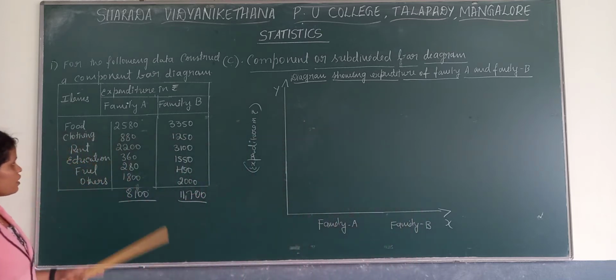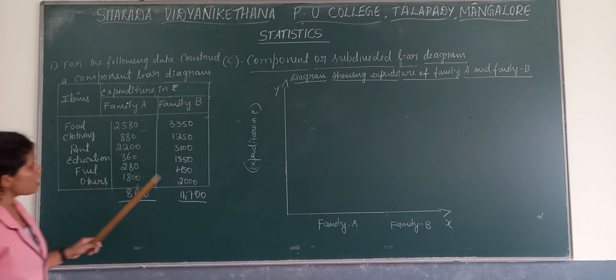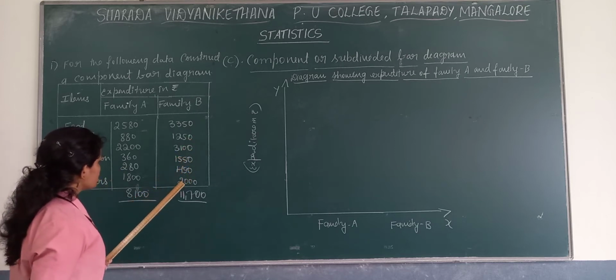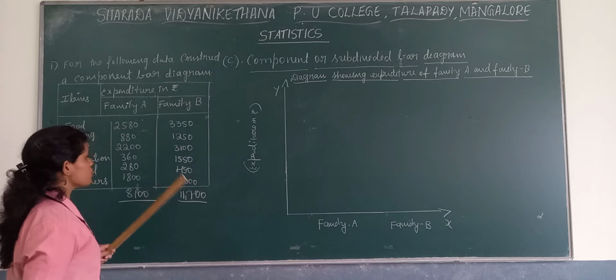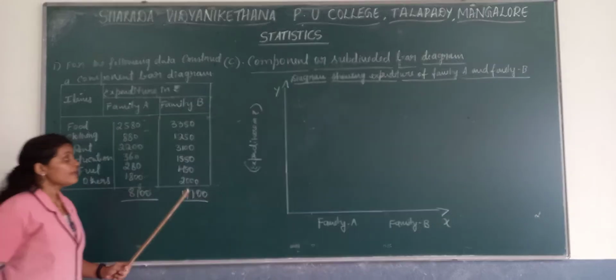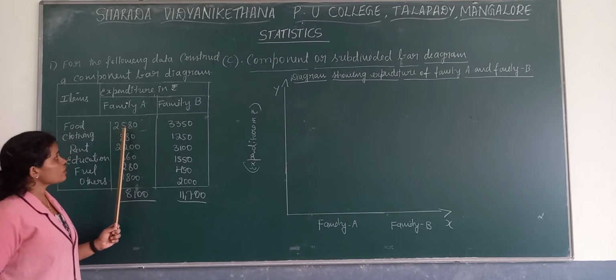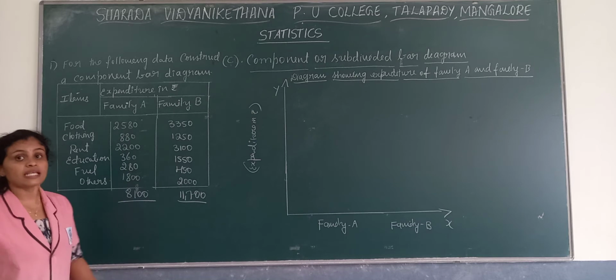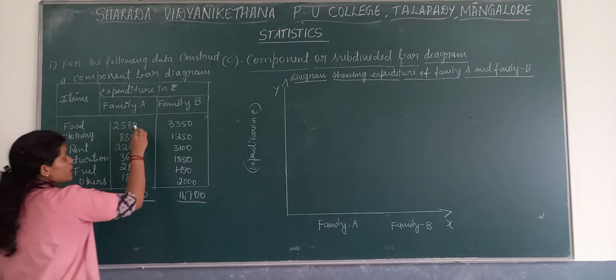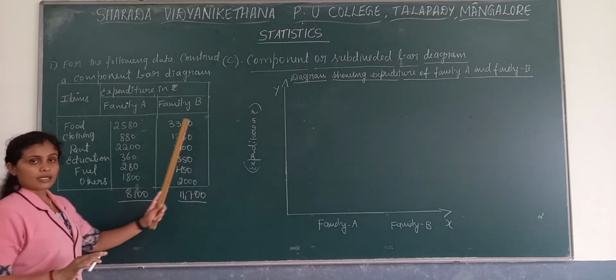Now see the values. Which is the least value here? The least value is 280, and the highest value here is 2000. But while drawing, we cannot represent this information directly. You need to show it roughly. It is not necessary to show it in the table.